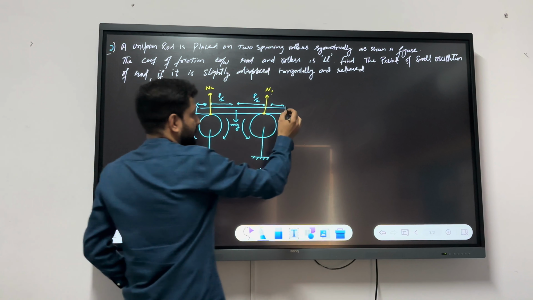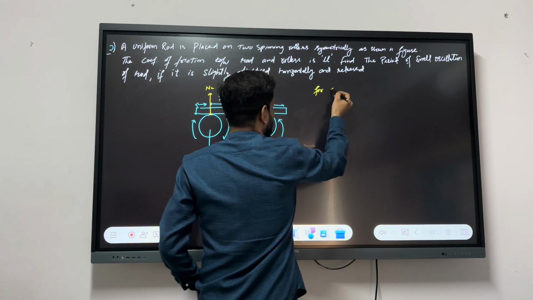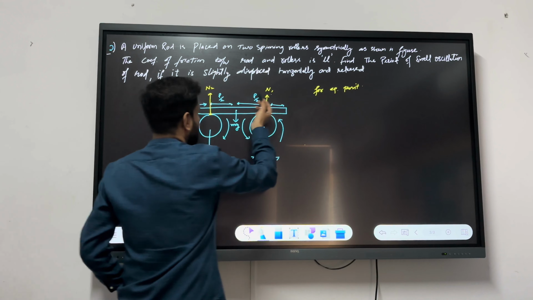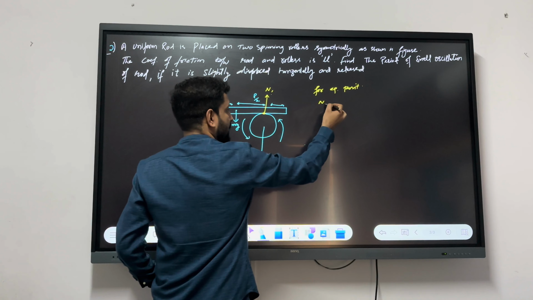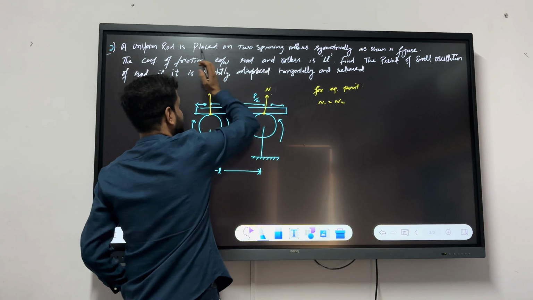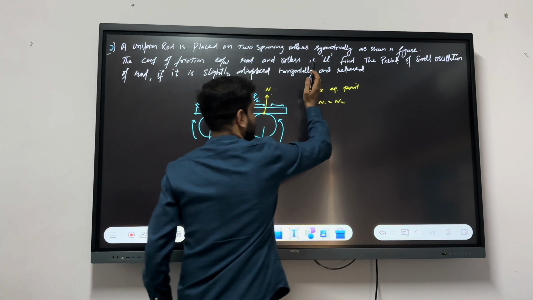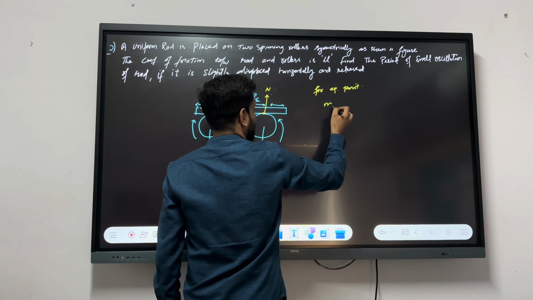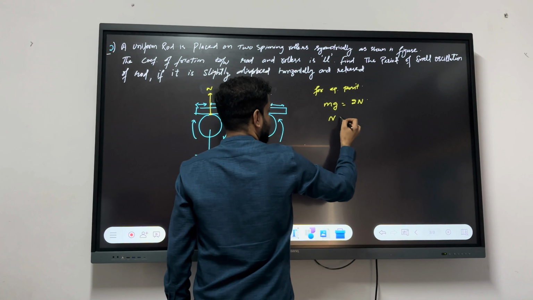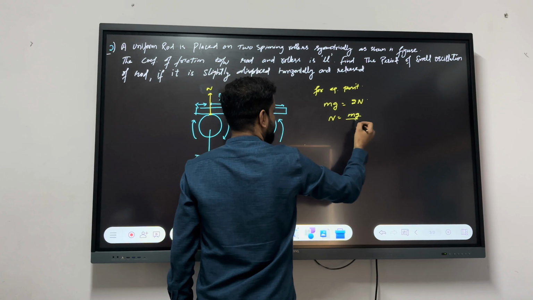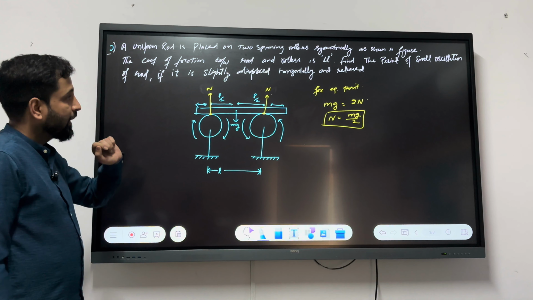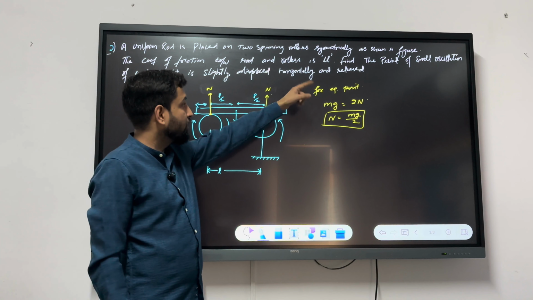So for this equilibrium position, N1 and N2 are equal. N1 is equal to N2, so we can simply write N and N. So mg is equal to N plus N, that's 2N. So N is equal to mg by 2. But we do not require this now, because we have to displace it horizontally.